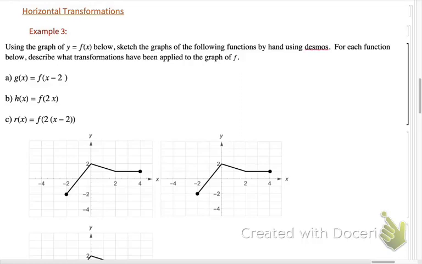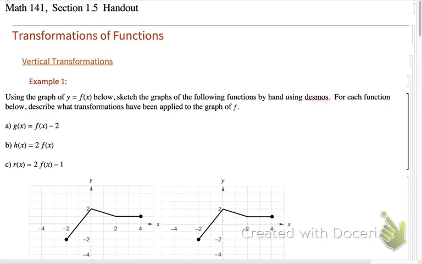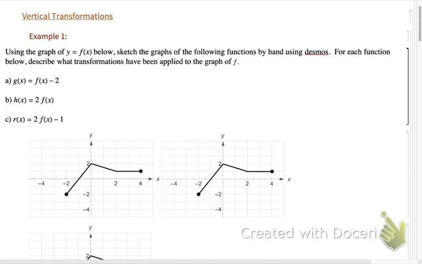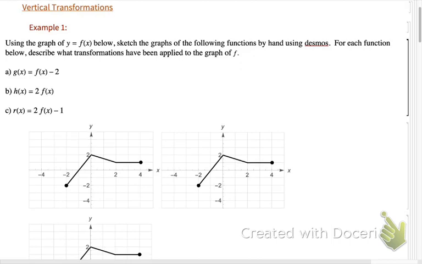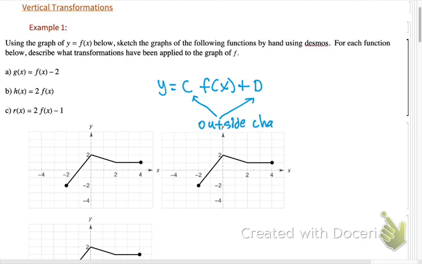All right, welcome to part 2 of the section 1.5 video. We're talking about transformations of functions. We have so far seen that vertical transformations result in what are called outside changes. I'll just remind you the general formula of a transformation of a function f that involves vertical transformations. I usually call the effects of C and D outside changes, and again they affect y coordinates.